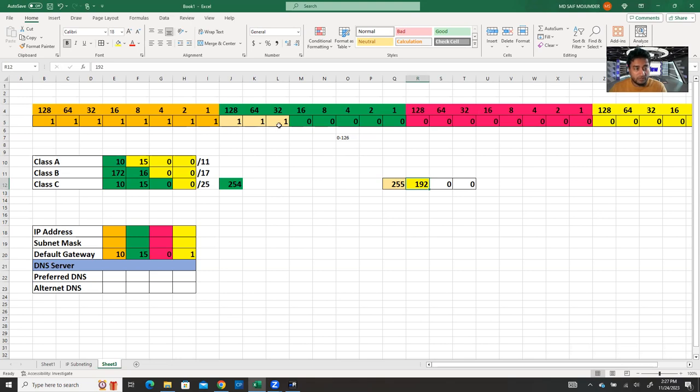Why does it change? Because we borrowed 3 bits, right? With 3 bits, you add together these three values, 128 plus 64 plus 32, and you get 224. So if it is the case, now you're borrowing one more bit, if it is /12. If it is /12, what's going to happen? It's a math game, right? /12 means you're borrowing one more bit, from the second octet.